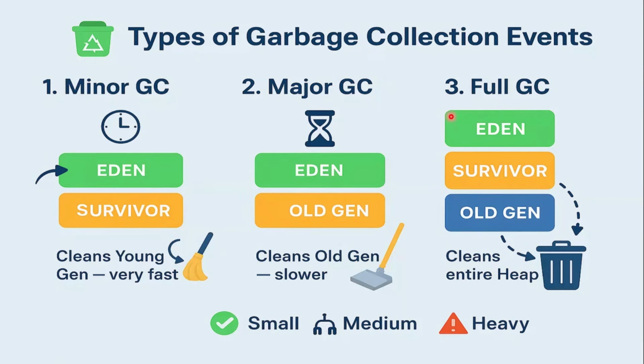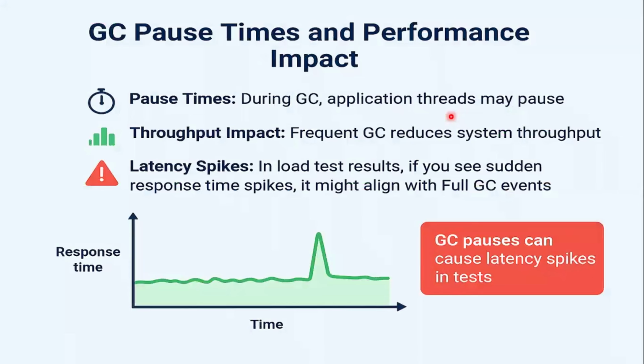Let's try to understand how garbage collection has a direct impact on performance testing. During GC, application threads may pause and this will cause some pause times. A short 50 millisecond pause isn't noticeable, but a 5-second pause during checkout can kill conversions. When it comes to throughput, frequent GC reduces system throughput as more CPU is spent cleaning instead of serving the users. Latency spikes: in the load test results, if you see a sudden spike in response time, it might align with full GC events.